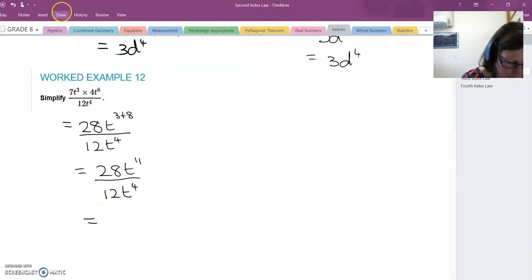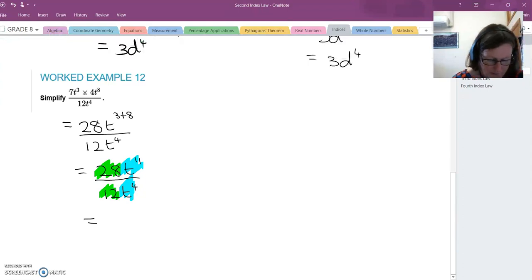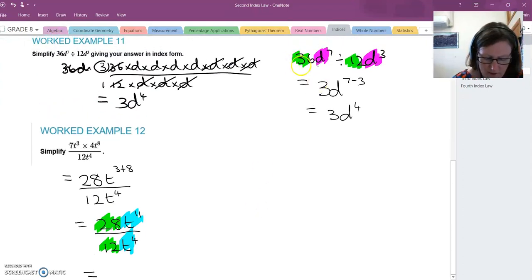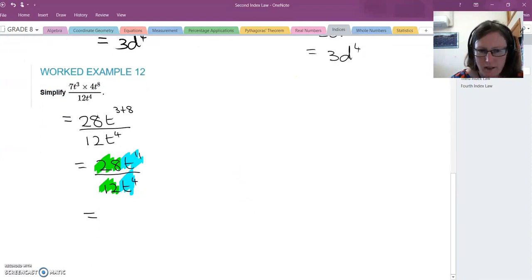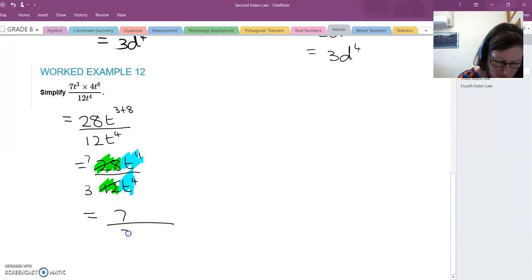Now what I do here is I get my big numbers again. Sorry, I'll just get the highlighter, get my big numbers again. And then I get my t's. In this case, this one was a little bit easier because 36 divided by 12, 12 goes into 36 3 times. 12 doesn't go into 28. But 4 goes into both of those numbers. 4 goes into 12 3 times and 4 goes into 28 7. So I simplify that. So I've got 7 over 3.